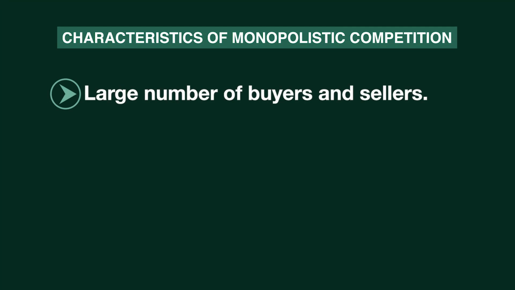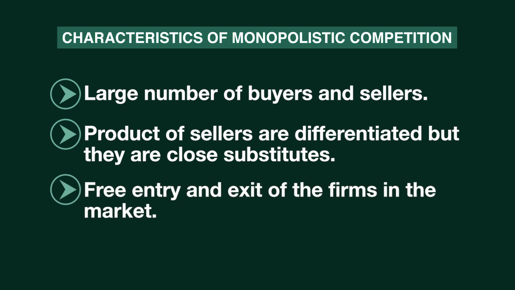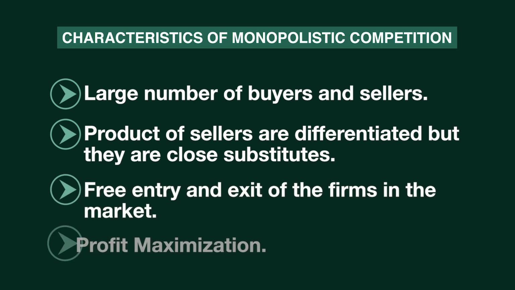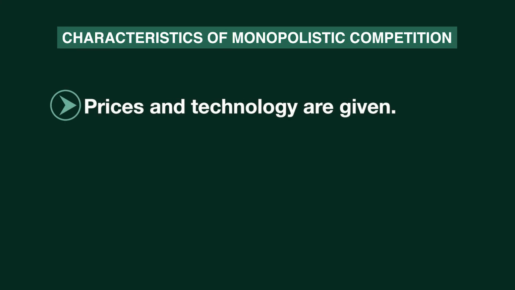And this market is characterized by the following things: a large number of buyers and sellers, products that are differentiated but are close substitutes, and free entry and free exit in the market. The firms are profit maximizers, but they will end up with zero profit, which you will get to know at the end of this lecture. And the prices and technologies are given in this setup.